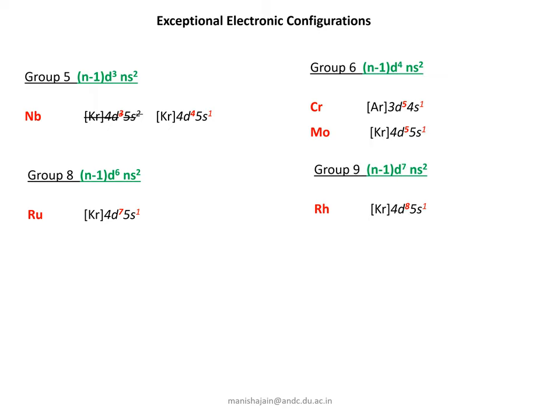So that results in the decrease in the size from scandium till copper, but from copper to zinc size again increases because the full capacity of d orbitals is reached and inter-electronic repulsions are now able to expand the size.